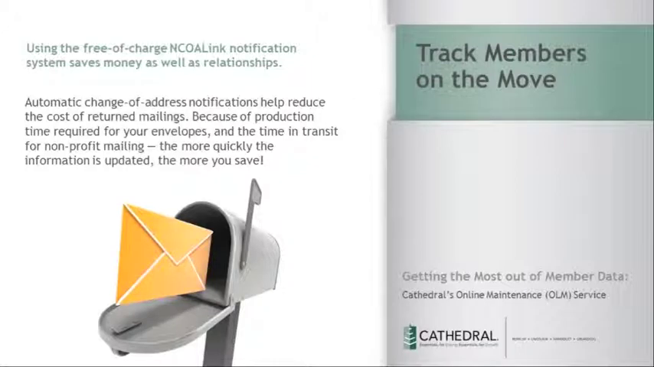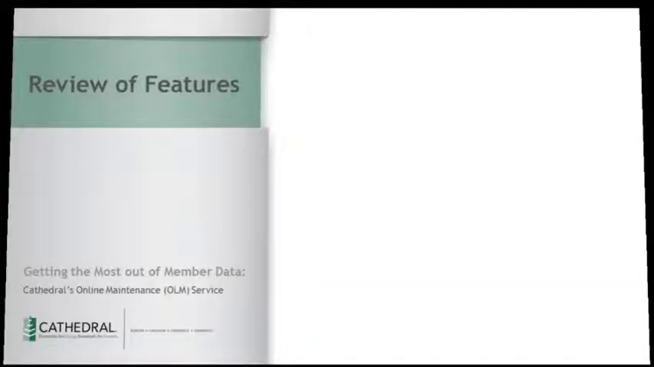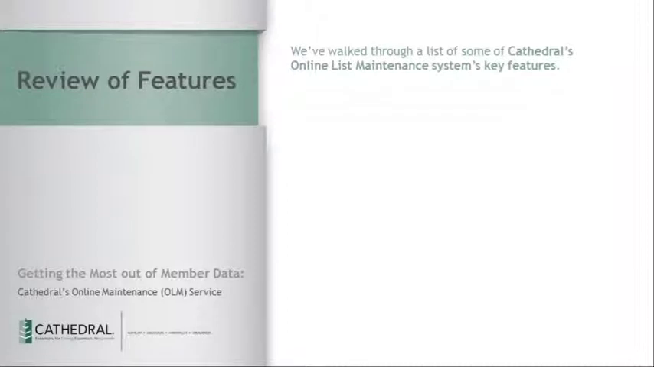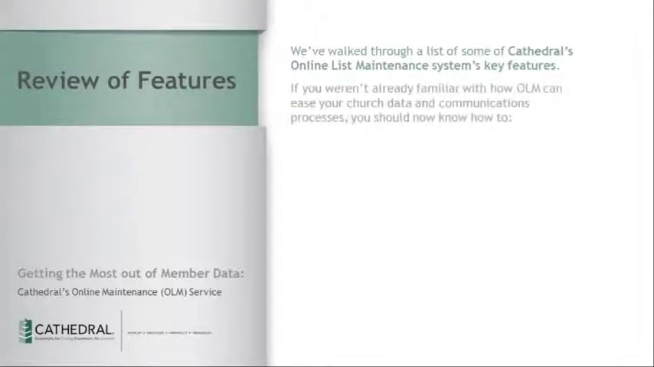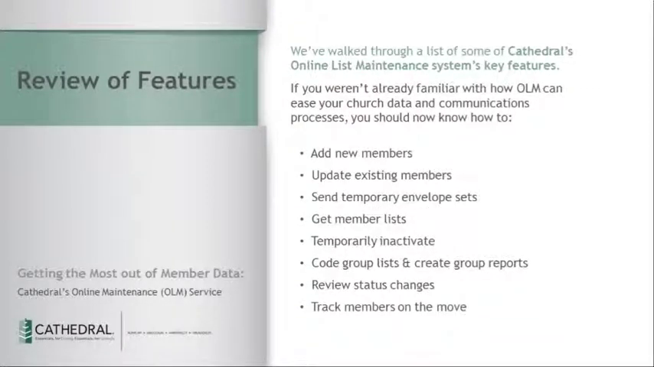Okay, so we have at this point walked through the major features of OLM's system. If you weren't already up to date with how the OLM system could help you out, you should now be able to add new members, update your existing members to make sure that your list is accurate, and send the temporary envelope set so that you can foster those relationships with your new families quicker and also help keep those folks that are current members of the church happy when they lost their envelope packets. You should be able to get member lists in various formats.